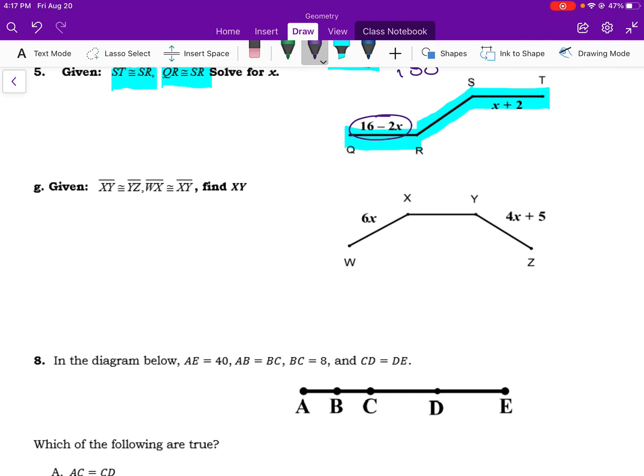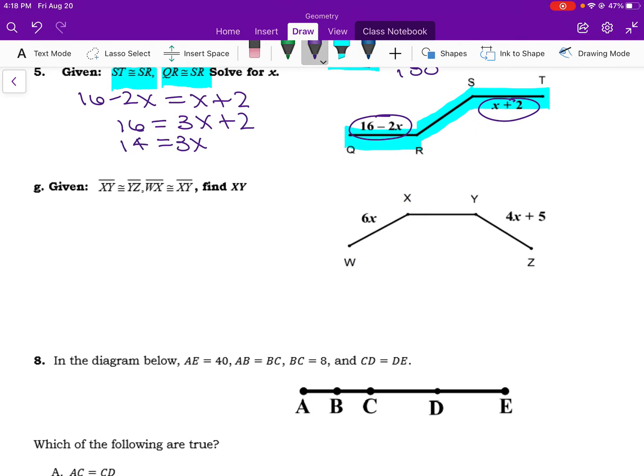So I can take these expressions, which are given to me, 16 minus 2x and x plus 2, and equate them. So 16 minus 2x equals x plus 2. And now I'm just solving for x. With my algebra, I could add 2x to both sides, which would give me 16 equals 3x plus 2. I could then subtract 2 from both sides to get 14 equals 3x. And then I finally want to divide both sides by 3.